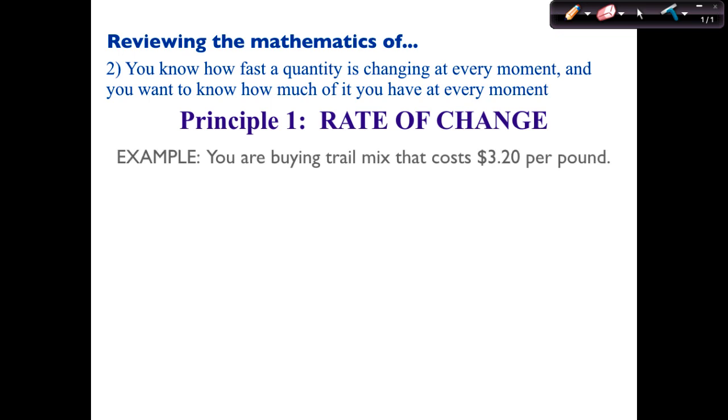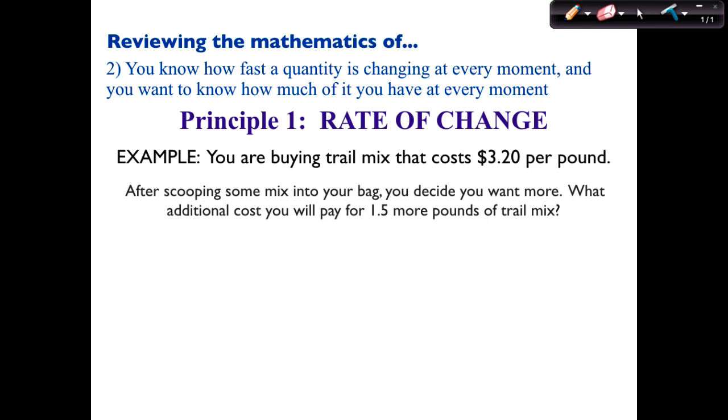So rate of change. We're going to buy trail mix that costs $3.20 per pound. And so we're going to put some mix in our bag, but then we decide, oh, I want some more. So what additional cost will you pay for 1.5 more pounds of trail mix? Everyone figure it out, okay? Figure out how much additional amount you will pay if you put 1.5 more pounds of trail mix into your bag.